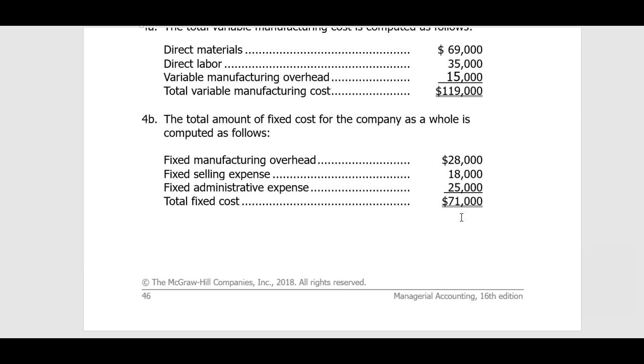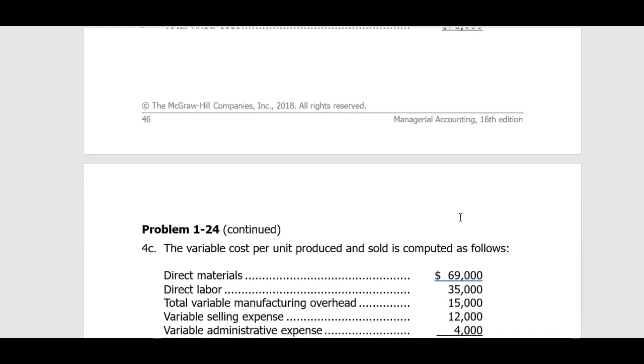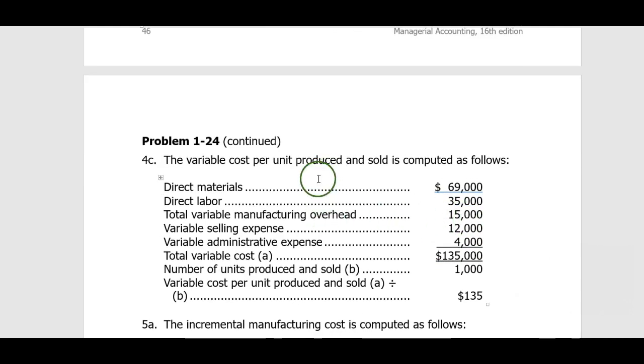4C, what is the total variable cost per unit produced and sold? Here, we're going to pick up the direct material cost. We're looking for production cost. The variable production cost, so total direct materials, total labor, total variable manufacturing. We add the variable selling and the variable administrative. The variable cost per unit produced and sold. So they want us to pick up the selling cost and the administrative cost. That's what we've done. Picked up just the variable cost.